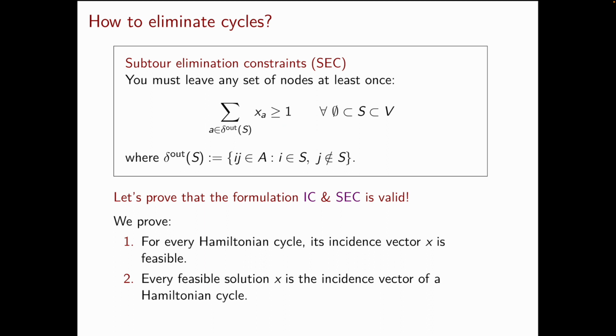At this point, if we add all the subtour elimination constraints to the initial constraints that we defined a couple of slides ago, we indeed obtain a correct formulation of the traveling salesman problem. To prove that this formulation is indeed valid, we show a bijection between the feasible solutions of the original traveling salesman problem and the feasible solutions to our integer program. In particular, we show two things. First, that for every Hamiltonian cycle, its incidence vector x is feasible, and then we show that every feasible solution x to the integer program is the incidence vector of a Hamiltonian cycle.